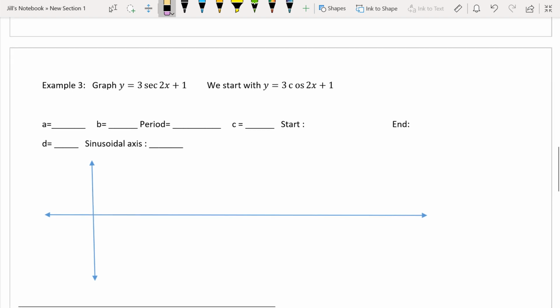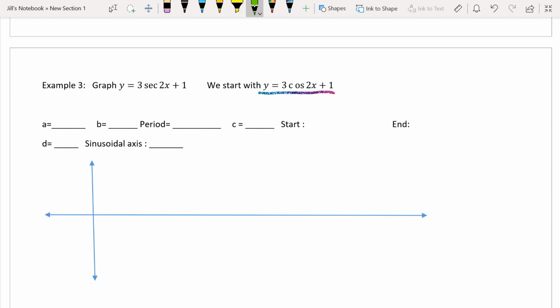So now we're going to add some transformations to the graph. We want to graph 3 secant 2x plus 1. But to do that, we're going to start with 3 cosine 2x plus 1. We're going to graph that, and then we're going to draw our asymptotes and reciprocate it.